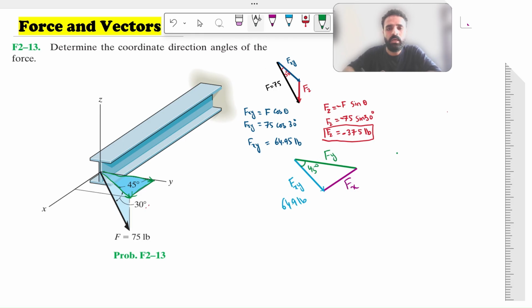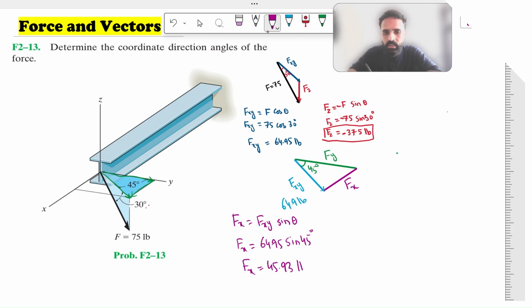For Fx I will apply sine theta, so Fx will become equal to Fxy, the projection of the force F, times sine theta. The angle is 45 degrees, so Fx is equal to Fxy, which we found earlier as 64.95, times sine 45. So the Fx value is 45.93 pound.